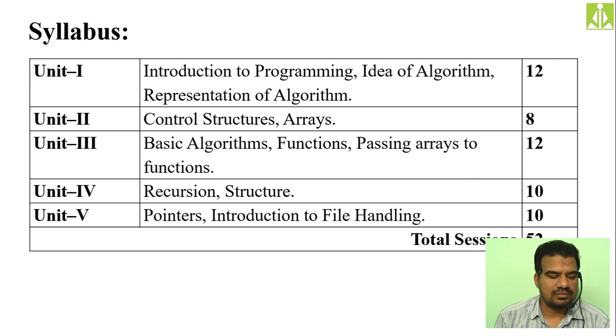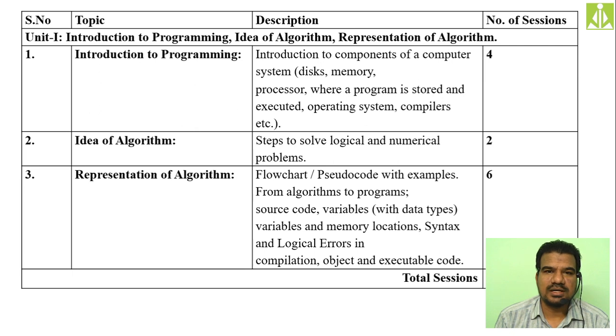So we said the complete course is divided into 5 units, and I said in 52 sessions I'm going to wind up these 5 units. The 5 units, different chapter names and their associated sessions, everything I have explained. Then the unit-wise, topic-wise discussion also we had. Then this is our first unit, and inside the first unit we have 3 chapters. That is, the first chapter is Introduction to Programming, then Idea of Algorithm, and the Representation of Algorithm.